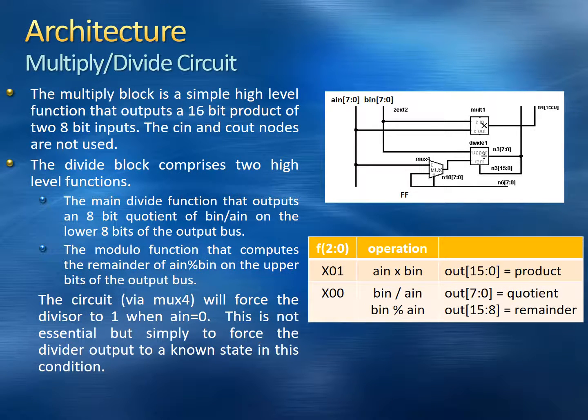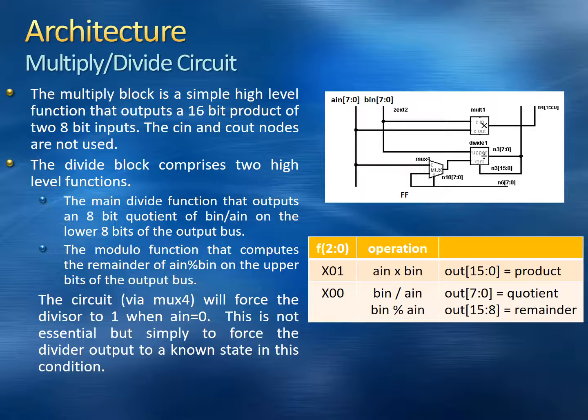This is the multiply-divide circuit. The multiply circuit is pretty straightforward and not very interesting. It's a high-level function that simply takes the two 8-bit inputs and outputs a 16-bit product.